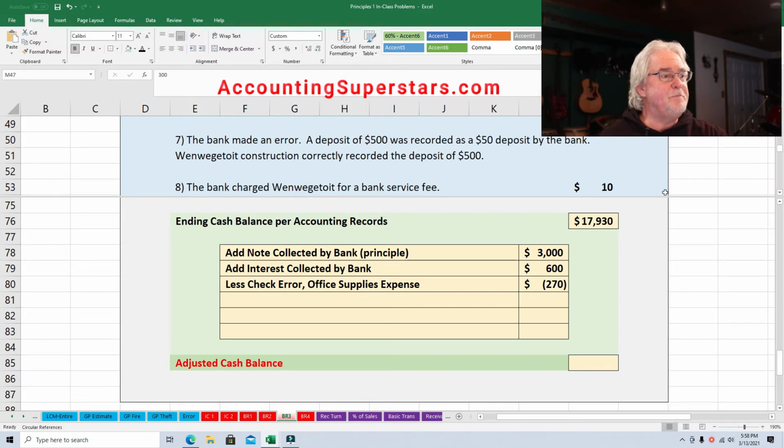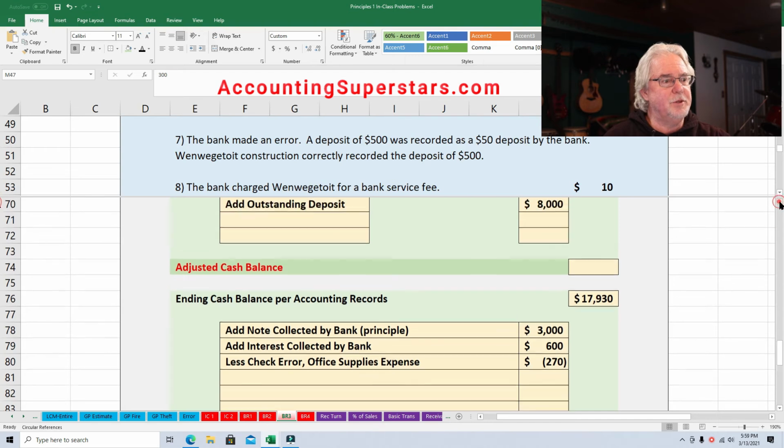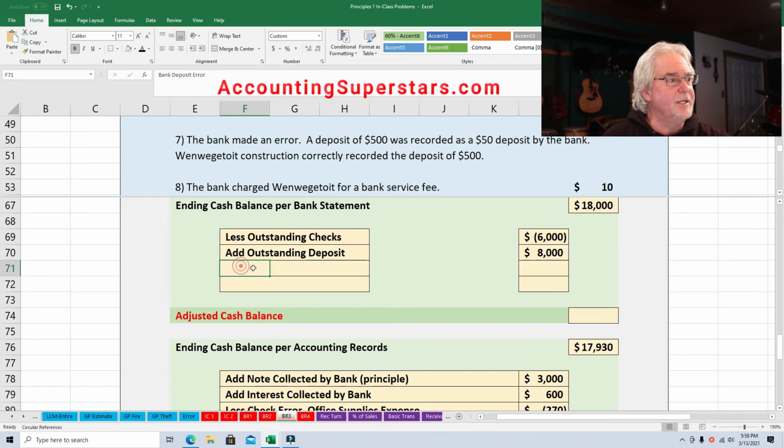So number 7, the bank made an error. You won't see this very often. A deposit of $500 was recorded as a $50 deposit by the bank. When we get to a construction, correctly recorded the deposit. So no need to adjust the accounting records, but we need to adjust up here at the top what the bank is saying. And so what we're going to do is we're going to add in what it takes to correct this. So we're going to add in $450. That is, the bank already has us at a deposit at $50, but it should have been $500. So the difference is $450.